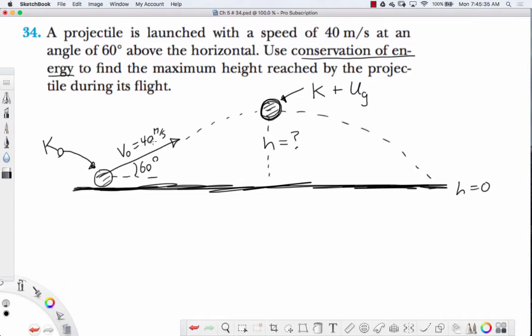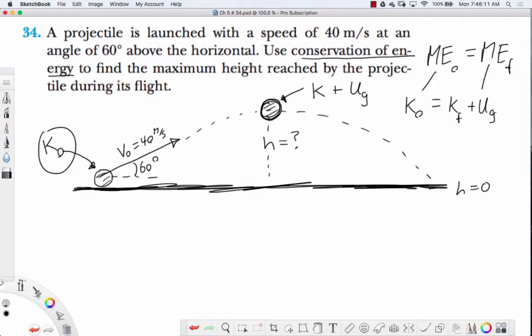Now, were there any non-conservative forces, so any force other than gravity or spring that did work on the projectile as it went from here to here? No, so this is purely conservative, so we can say mechanical energy initial must equal mechanical energy final. So what was our starting mechanical energy? Our starting mechanical energy was in the form of kinetic. What was our ending mechanical energy? Ending mechanical energy is kinetic plus potential of gravity. Okay?